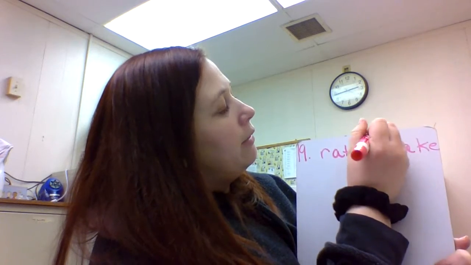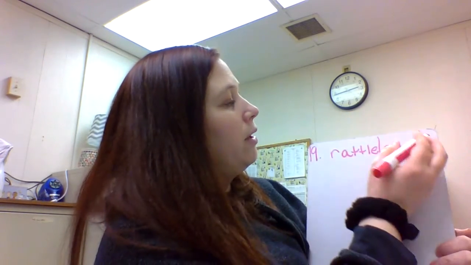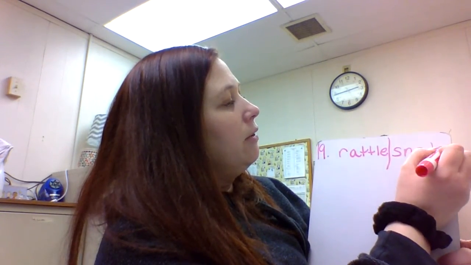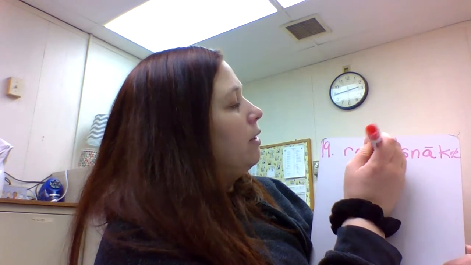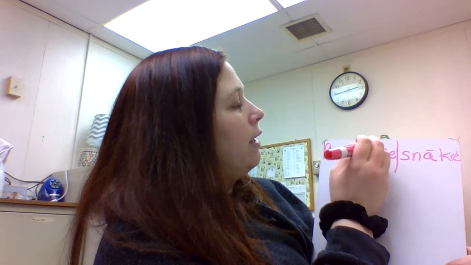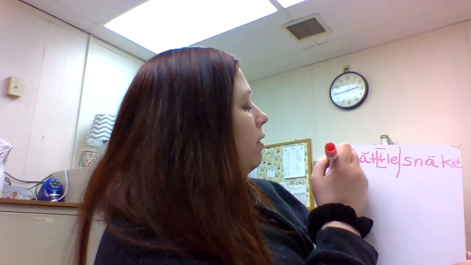We have rattlesnake. Not number 1, number 19. Rattlesnake. This is a compound word. We have rattle and snake. We'll just draw a line right between them. Here we have a consonant E, so the E gets marked off, the A says its name. Over here we have our final stable syllable. We're going to bracket that off, and then our A gets a brev.